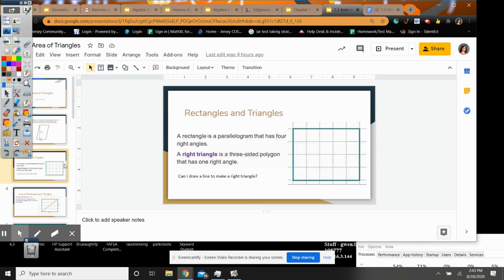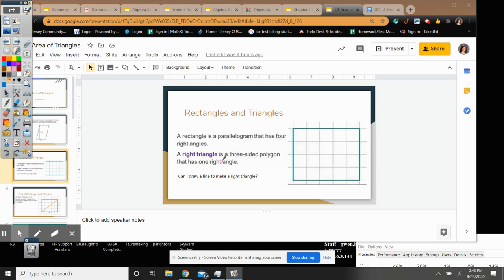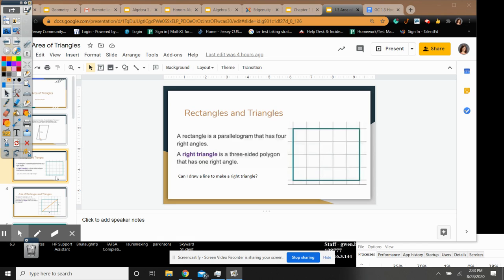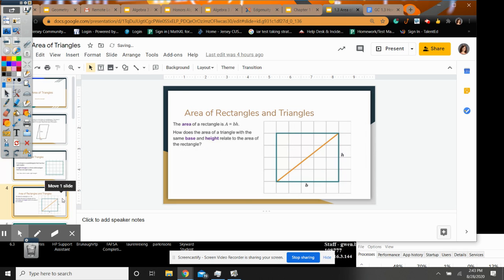So why did we talk about a parallelogram warm-up when we're talking about triangles today? Well, that's because while you have a rectangle, which is a special parallelogram with 4 right angles, there's a special triangle that's related. A right triangle is a 3-sided polygon with 1 right angle. So we can draw a line right here, and we have 1, 2 right triangles. So that's kind of interesting that it can take 2 triangles to make up 1 rectangle.